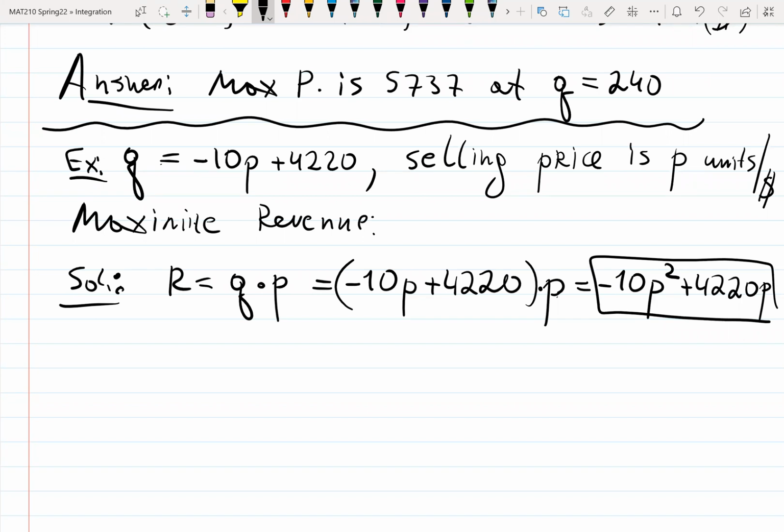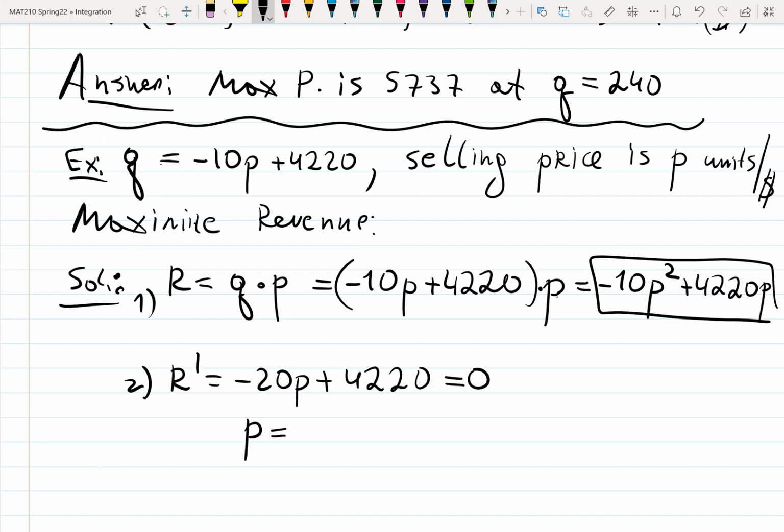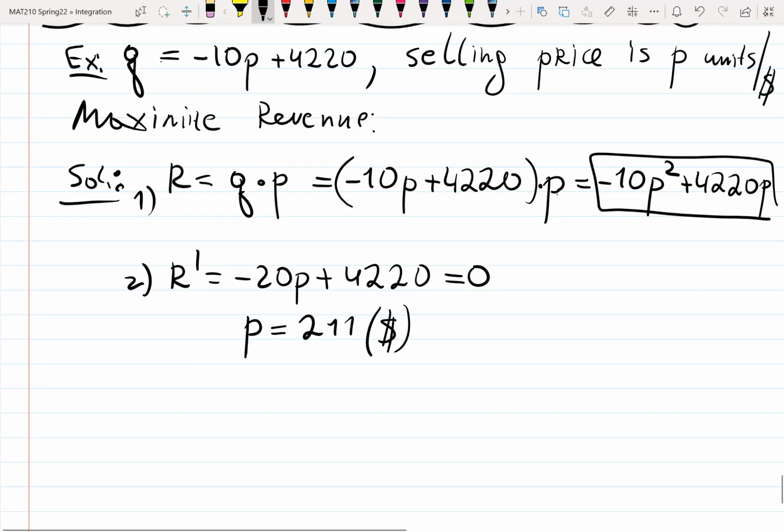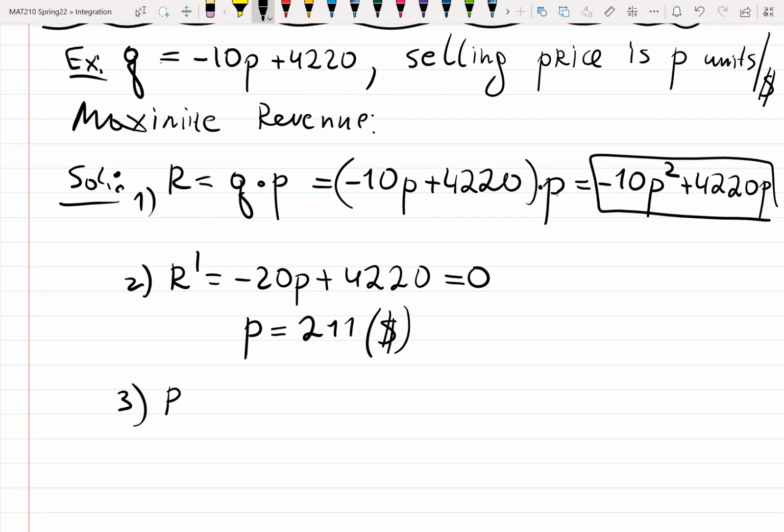And then you repeat the whole process. Same thing. Step 1, create a function. Step 2, differentiate: minus 20p plus 42220 equals 0. Solve for p. I'm skipping the step of solving. It gives $2111. Plug it into the original revenue: 2111 times the quantity equals 44,521,210. So, the answer.